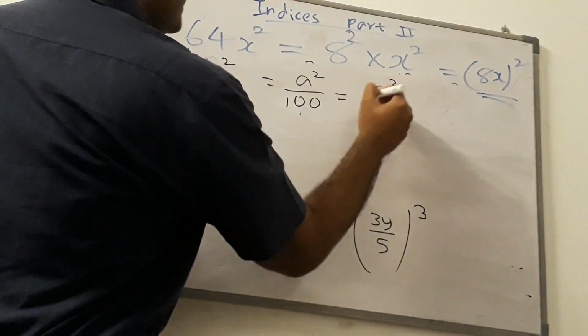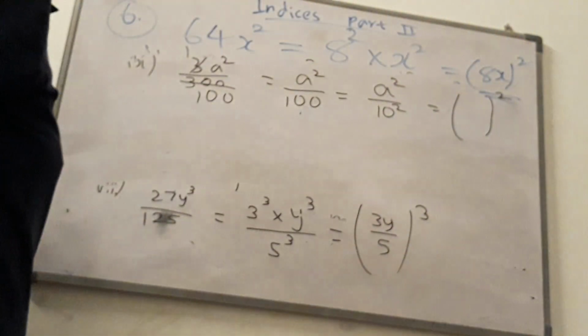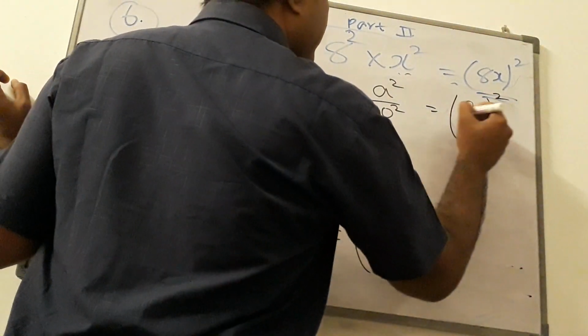100 can be written like 10 squared. 10 times 10 is 100, and the square term, or the power 2, can be written outside as it is common to both a and 10. So a over 10 all together to the power 2 is the answer for this particular sum.